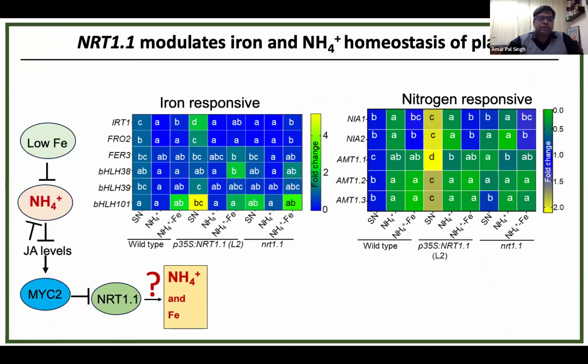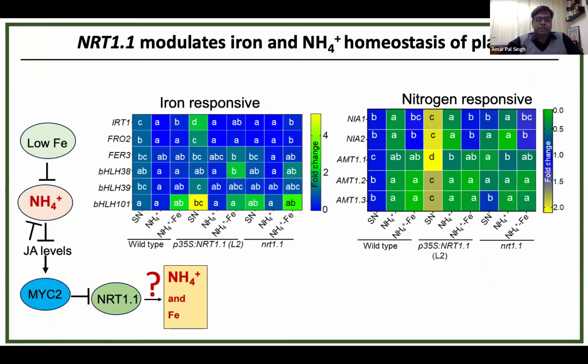So now what we understand is that low iron suppresses ammonium content, and this ammonium leads to the inhibition of JA level, and now MIC2 can directly regulate NRT 1.1 by binding to its promoter. So what happens to the balance, what happens to the iron and ammonium homeostasis in these plants?